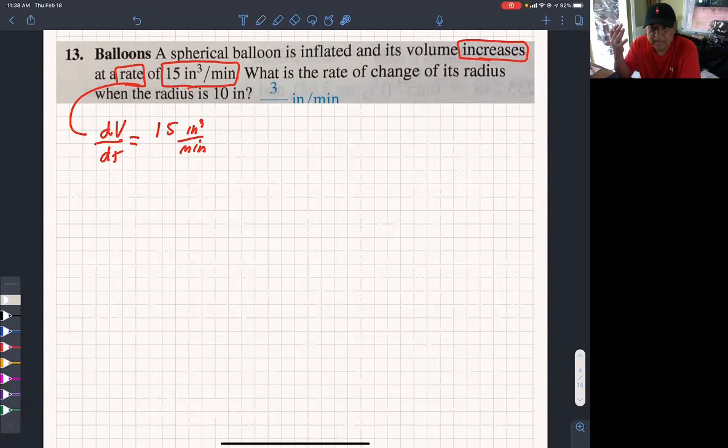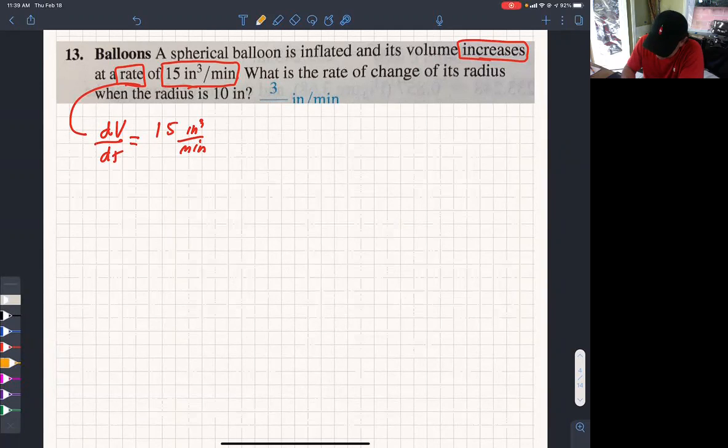So in your brain, this should make sense. The change in volume is 15 cubic inches. The change in time is 1 minute. And why is it positive? Because the volume is increasing. Remember, if the derivative is positive, then the function it's the derivative of is increasing. If the derivative is negative, the function that it's the derivative of is decreasing. And since they specifically tell you the volume's increasing, we know that's positive. So in your head, this balloon should be getting bigger and bigger and bigger.